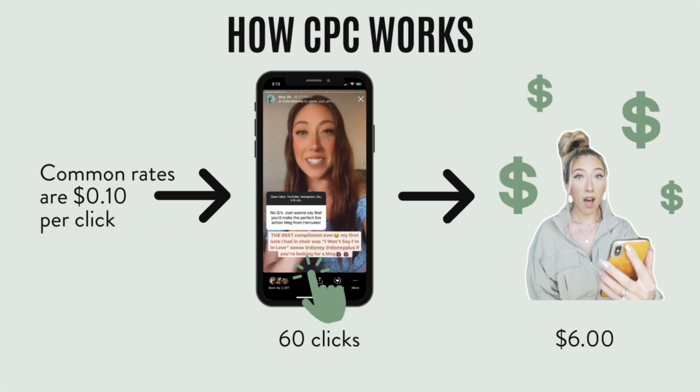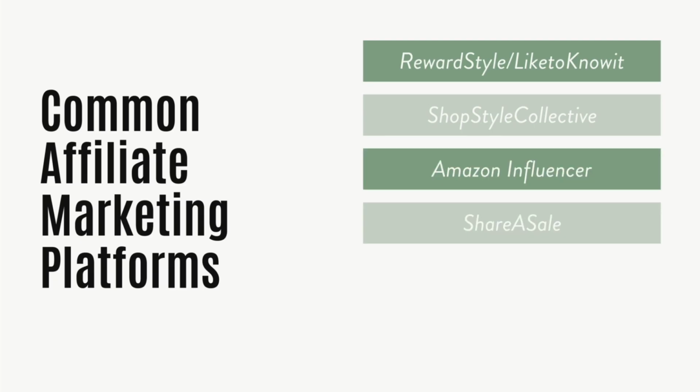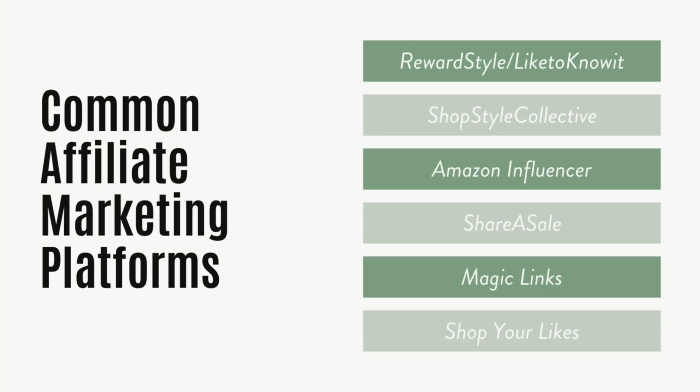First things first is picking a platform. Here's a list of 6 common affiliate marketing platforms. We have Reward Style, or otherwise known as Like to Know It, Shop Style Collective, Amazon Influencer, Share a Sale, Magic Links, and Shop Your Likes.